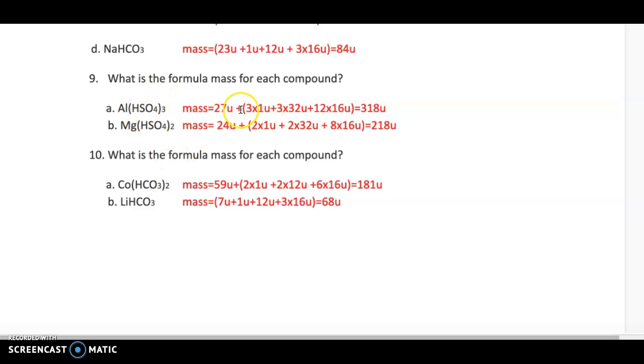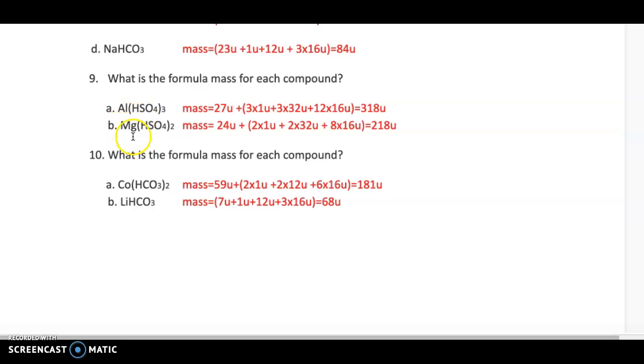But there's 3 hydrogens, right? Over here is 3 multiplied by 1. There are 3 sulfurs, because it's over here, 3. And there's going to be 12 oxygens. 4 multiplied by 3 is 12. So 12 by 16. Same type of example.